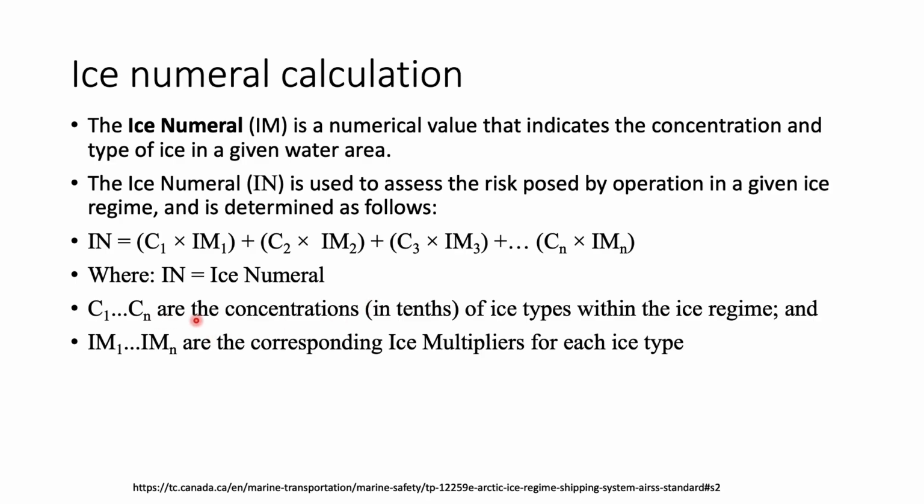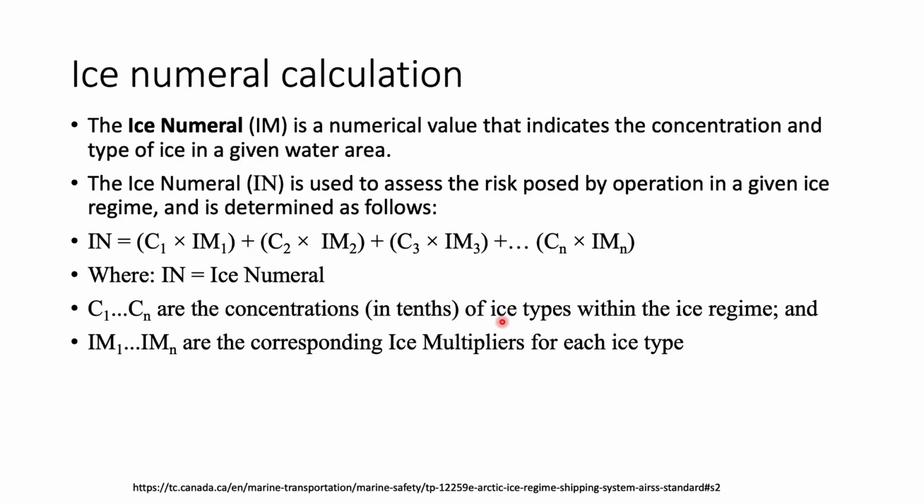Where In is the ice numeral, and C1, C2, C3 are the concentrations in tenths. That's 1/10, 2/10, 3/10, like that they will calculate. They will look at the C and say how much ice is covered, because from our eyes also we can roughly find out how much ice is covering that area. So based on that, the ice numeral can be calculated. And of course we can also use satellites to know exactly how much ice is present in the sea. So C1, C2, Cn, etc.